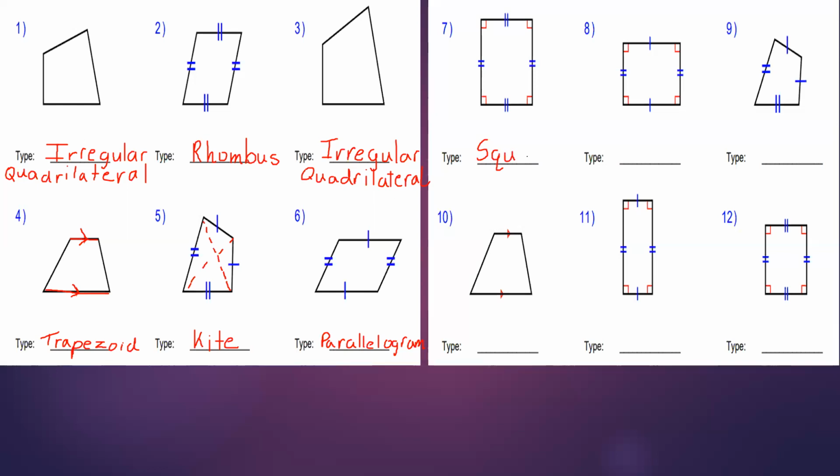It is a square because all sides are equal. That gives it away right away. Look, this side is equal to that side is equal to that side, because all of them have double strokes. That means that all of them are equal. All right. So that is a square.